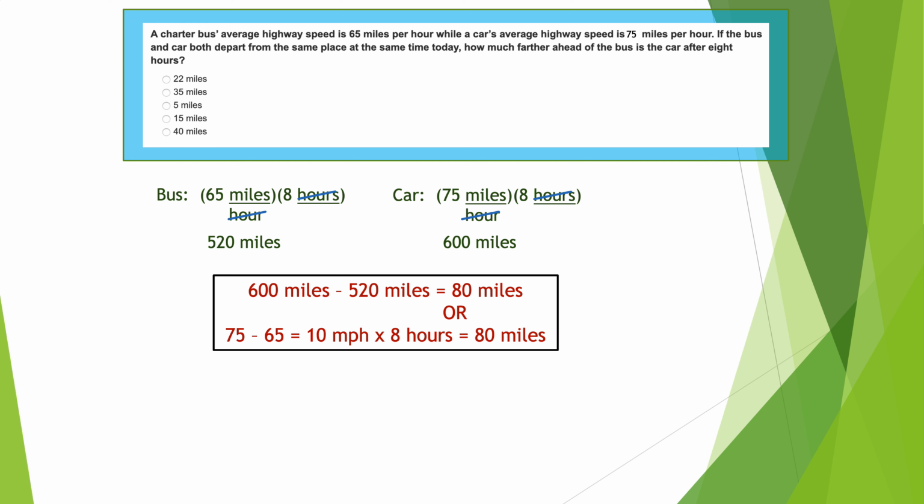Now, you could have also looked at it this way. If one car is going 75 miles an hour and the bus is going 65, then it's going 10 miles an hour more, and doing it for 8 hours. So 10 times 8 is 80. And it's one of the things I've mentioned many times. I love this about math, that it doesn't matter which perspective you come at it from, you always arrive at a correct solution.